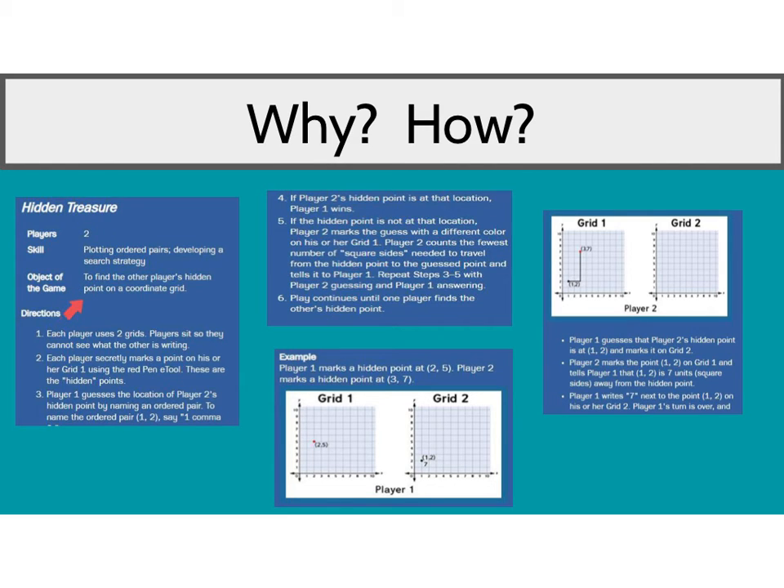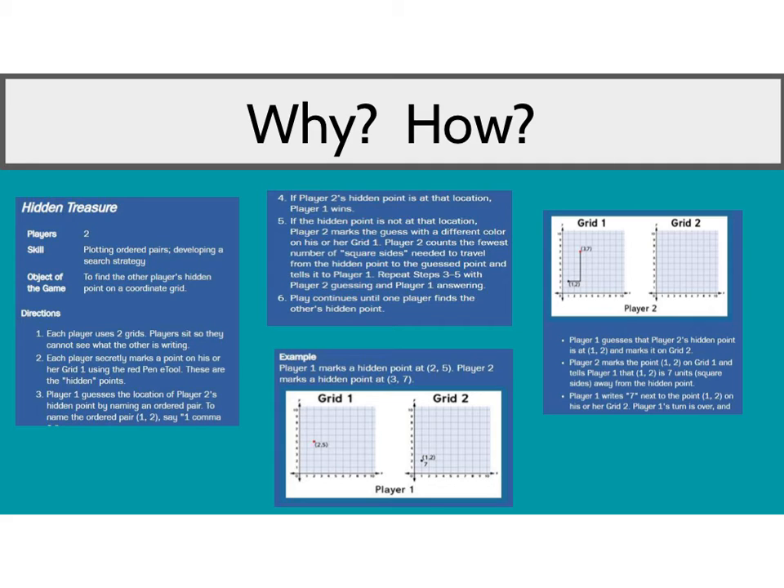So the object of this game is to find the other player's hidden point on a coordinate grid, which is similar to Battleship if you've ever played that. So here are our directions. Each player is going to use 2 grids, and I'm going to show you what your game board will look like in a second, but down here you can see that there are 2 grids. Each player is going to secretly mark a point on his or her grid 1 using a red, it says E tool, but you can use whatever color you want, it just needs to be a different color. These are the hidden points.